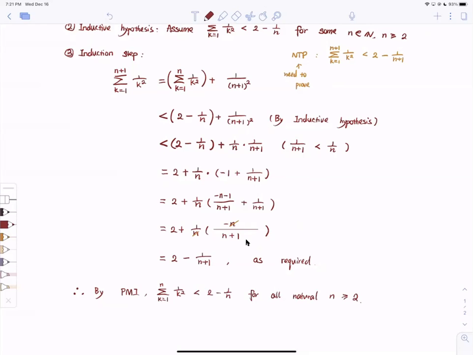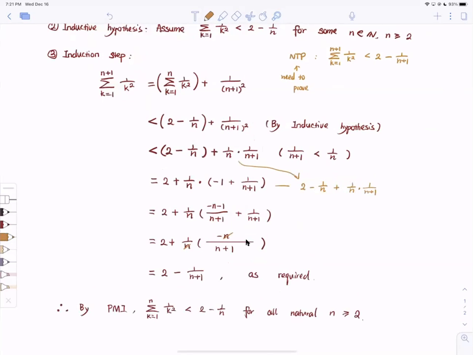Step 4. 1, 2, 3, 4. You mean this step? Oh, I factored out this. So let me write it here. This is 2 minus 1 over n plus 1 over n times 1 over n plus 1. So I factored out those two terms, and I can get back to this.